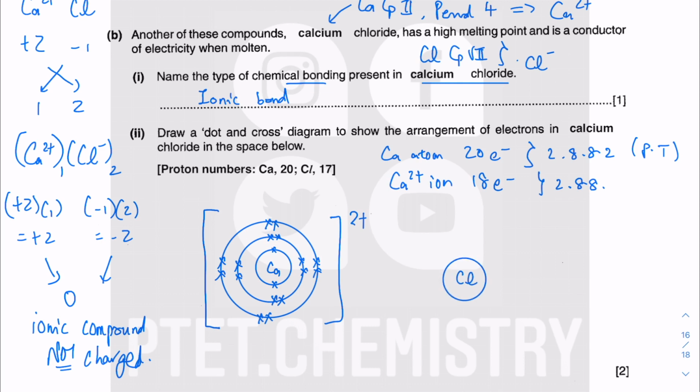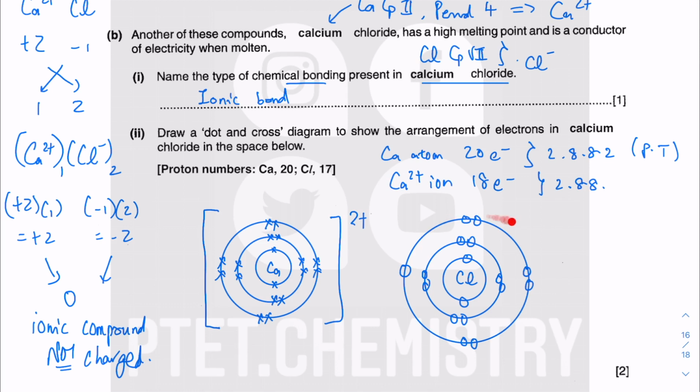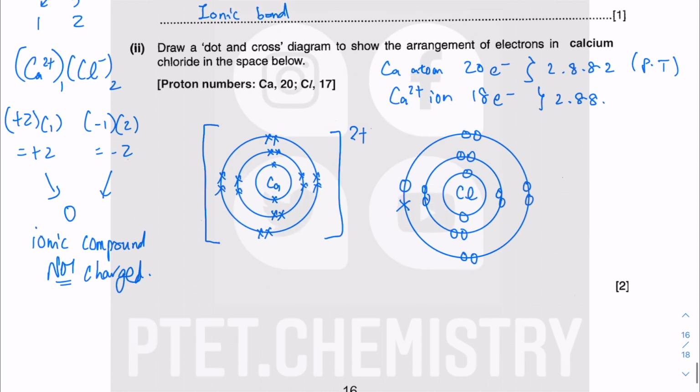If I use cross for calcium, I need to use dot for the chlorine. 2 in the first shell. 8 in the second shell. And then I will have 7 originally. 7 of these dots because chlorine atom has 7 valence electrons, but I will get chloride ion. That's because it gained 1 electron from the calcium. That's why one chlorine atom can only gain 1 electron, but the calcium atom is losing 2 electrons. I need another one of these to get the other electron. All right. So this is going to be the Cl minus.